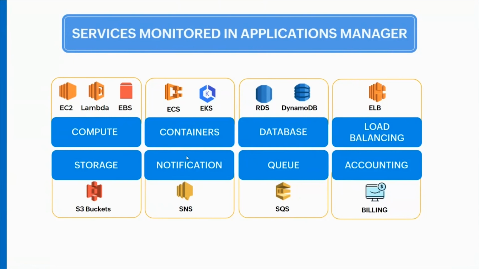And in the notifications, we have SNS, which is the simple notification service. And in queue, we have SQS, simple queue service. And in accounting, we have billing. So let's now switch to the product UI and see how you can add an Amazon monitor in Applications Manager.